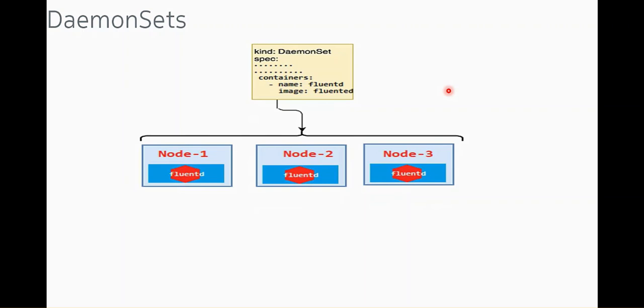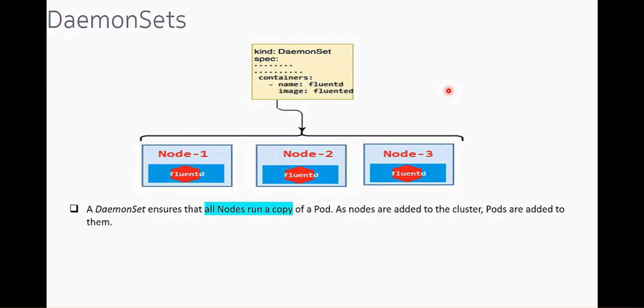So let us understand another object in the same series, which is daemon sets. A daemon set is also an object which will finally create pods on the system, but the purpose of daemon sets is different from deployment. So what is the purpose? A daemon set ensures that all nodes run a copy of a pod. As nodes are added to the cluster, pods are added to them, which means if I want one copy of a pod per node.